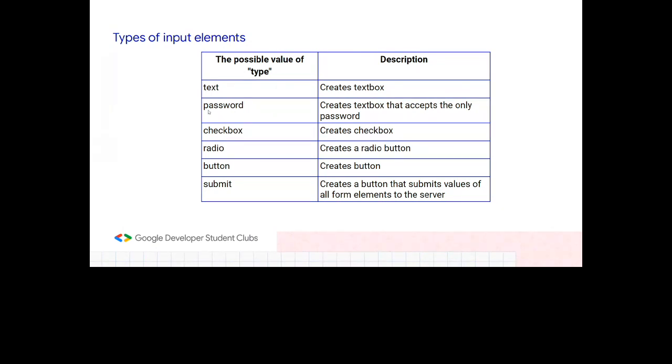The next one is password. As most of you know, while entering our passwords while signing up or signing in, we are displayed with some dot type of structure, and it's not visible to the user who is entering it. So in order to make that happen, we are going to use input type equals to password.